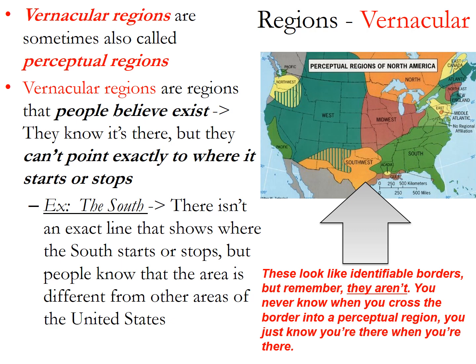So remember, vernacular regions look like identifiable borders. They look like that in this picture, but they're not, right? We never know when we cross into a perceptual region. We just know that we're there.